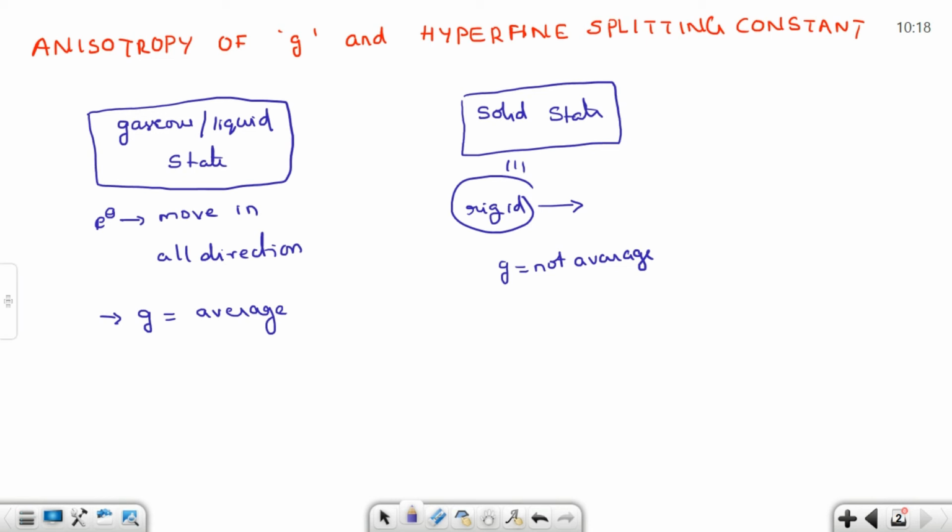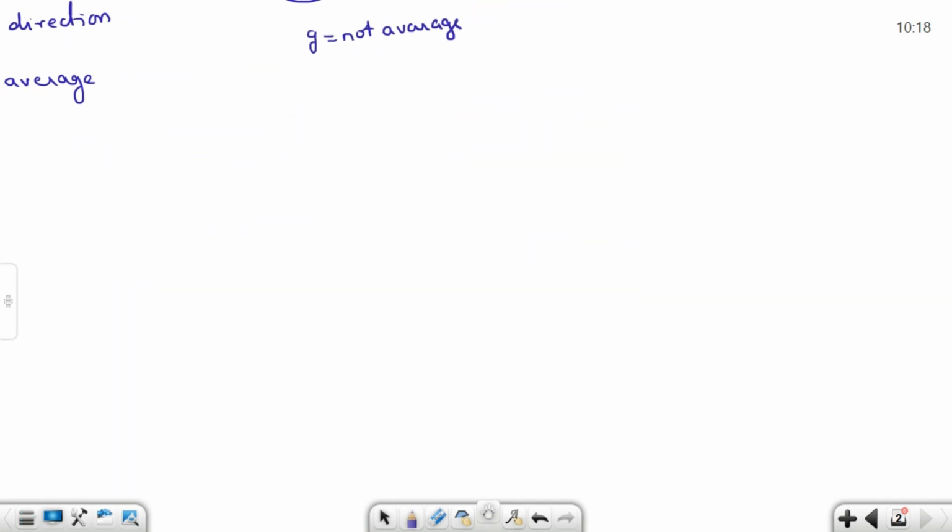Okay. And also you see here, come to this case only, solid state. So when you take the cubic system, yes.